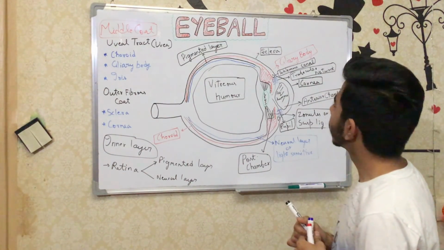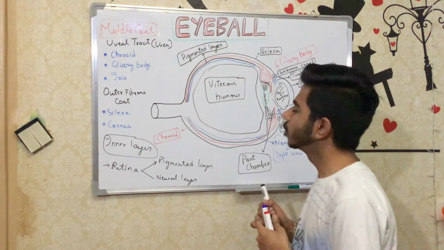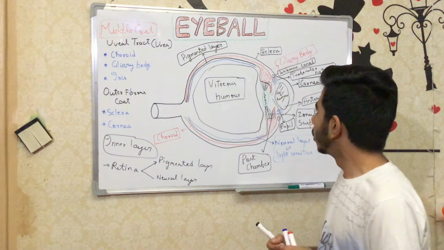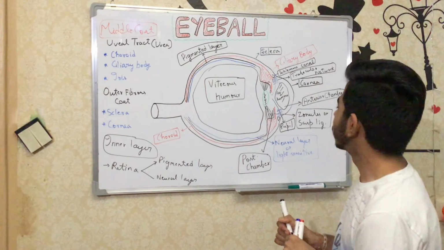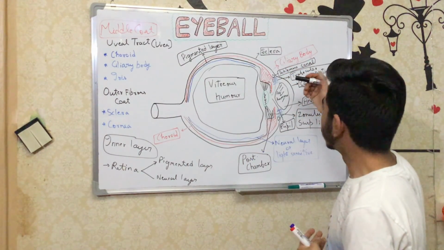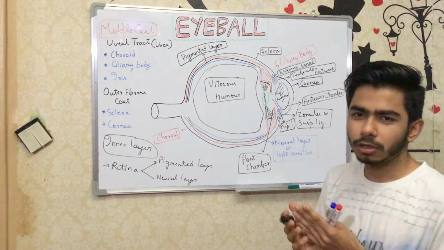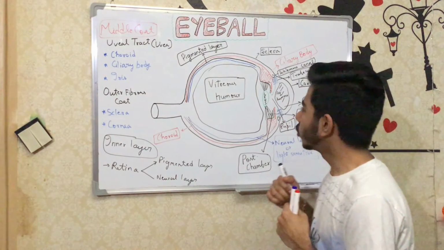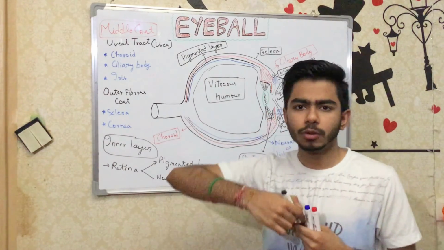So this was the overall structure of the eyeball. In further discussions, I will talk about the structures, for example the sclera and the cornea. What are the detailed structures of the sclera? What are the functions of these structures? By the way, if I talk about the functions of the middle coat, you can understand from it.